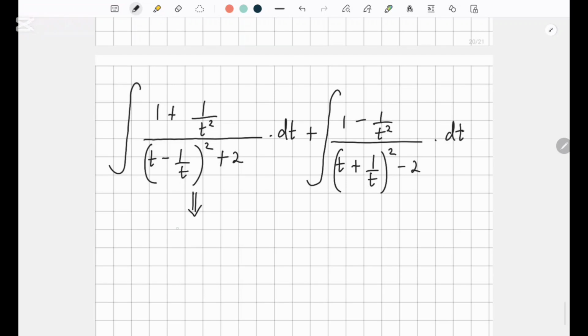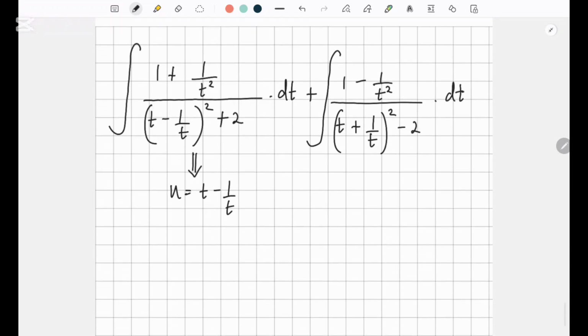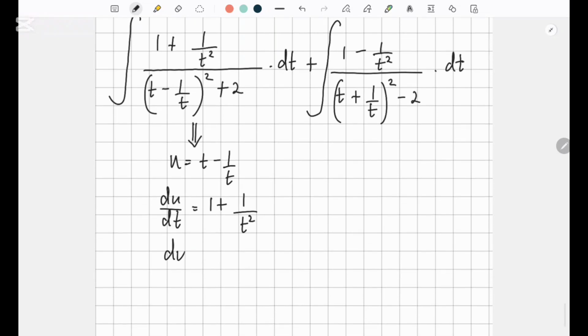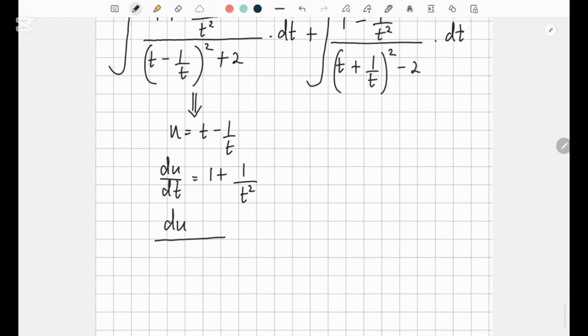So for this, you take a substitution of u equals t minus 1 over t. So du over dt equals 1, what's the differentiation of minus 1 over t? Plus 1 over t squared, right? Now you can see why I took minus for this and plus for that. So du over (1 plus 1 over t squared) equals dt.